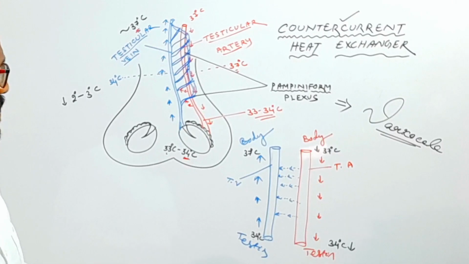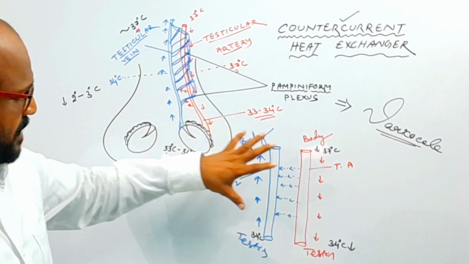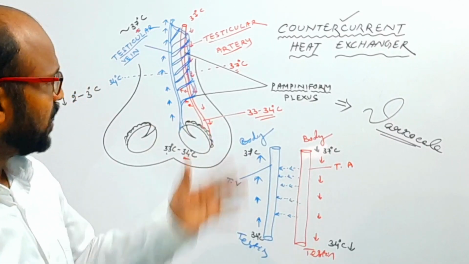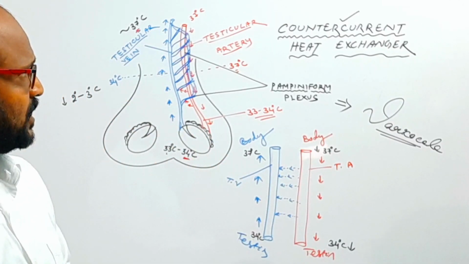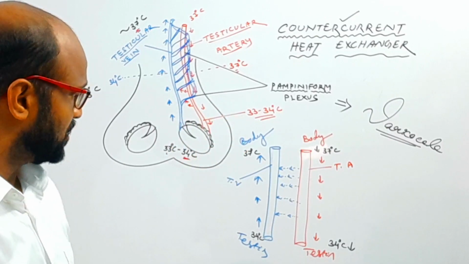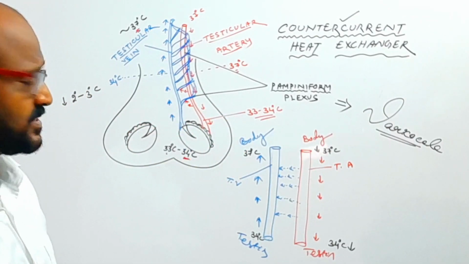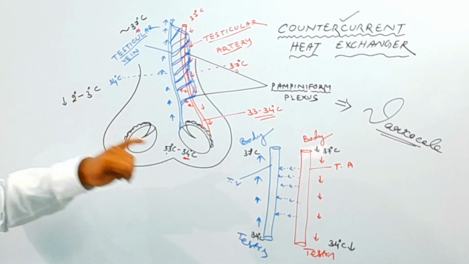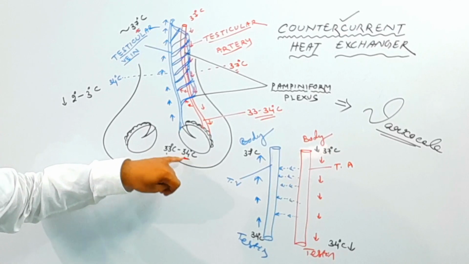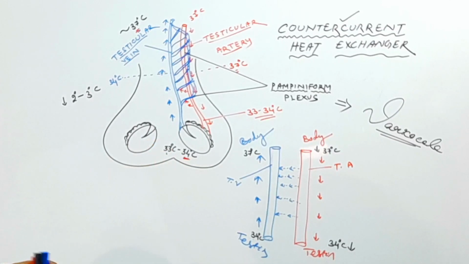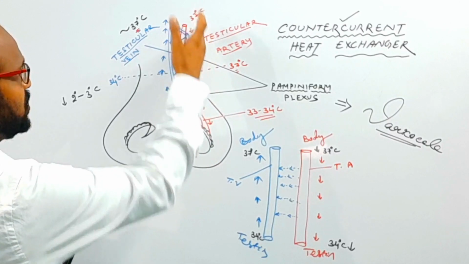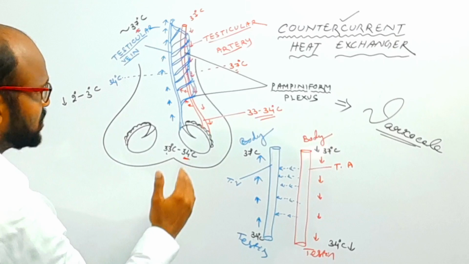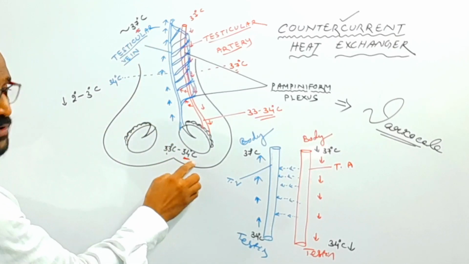So this is the arrangement and the mechanism by which it regulates the temperature. This is the whole arrangement and function of the counter current heat exchanger, which regulates the temperature inside the scrotum. The core body temperature is 37 degrees centigrade, and inside the testis the temperature is 34 degrees centigrade. So the blood which comes from the body is at 37 degrees, and the blood which comes back from the testis to the body is at 34 degrees centigrade.